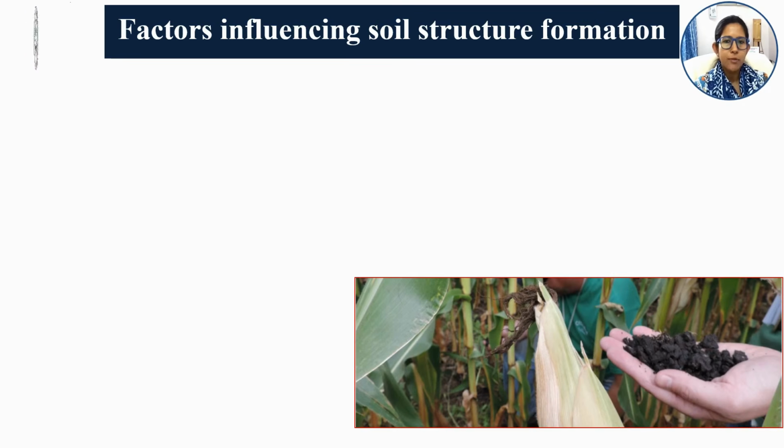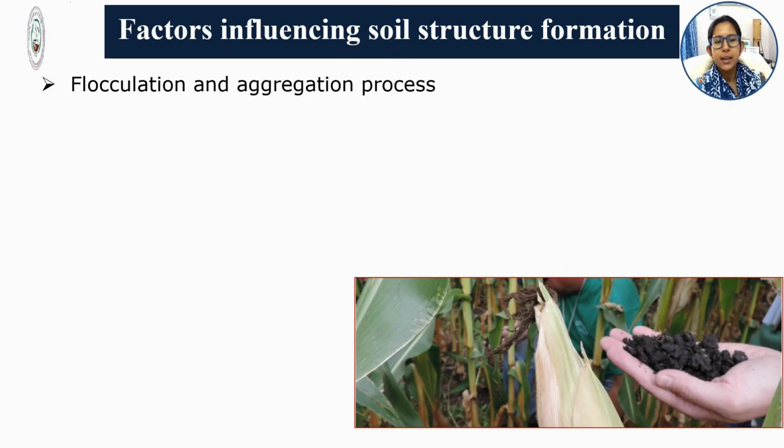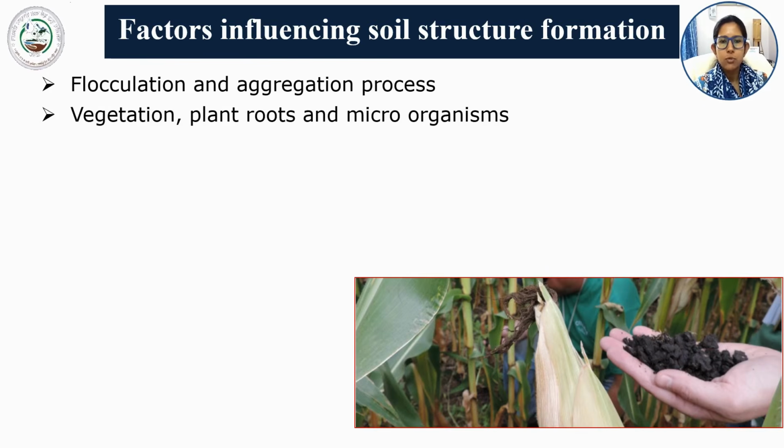Now, what are the factors influencing the soil structure formation? One is the flocculation and the aggregation process. So, the more the flocculation and aggregation process, the more will be the stability of the structure. Vegetation, plant roots and microorganisms have a definite role in determining and forming the soil structure, where all these three have a positive correlation with the formation of the soil structure and the aggregate.